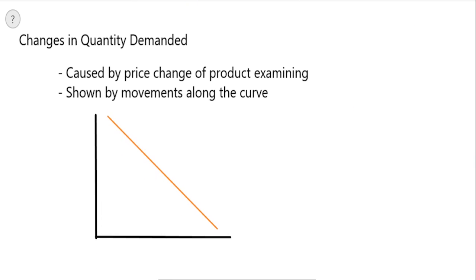So that's all the factors that affect how a curve shifts, but understand that there could be changes in quantity demanded. So let's say that we're looking at a change in quantity demanded. So this is caused by a price change of the product we're examining. So let's say that we have a price here, and then we change the price of the good that we're looking at to maybe here, right? So this is our original price, this is P1. This is P2. And we're over here now. So that's a movement along the curve. That would be a change in quantity demanded.